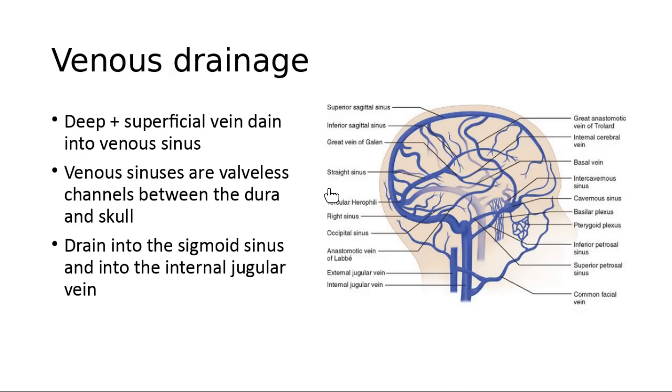The next point of discussion is venous drainage when it comes to cerebral perfusion. The venous system has both deep and superficial veins, and they drain into general venous sinuses. These venous sinuses are valveless and they exist between the dura mater and the skull periosteum. And you get continued drainage through these communicating venous sinuses until they finally end at the internal jugular veins.